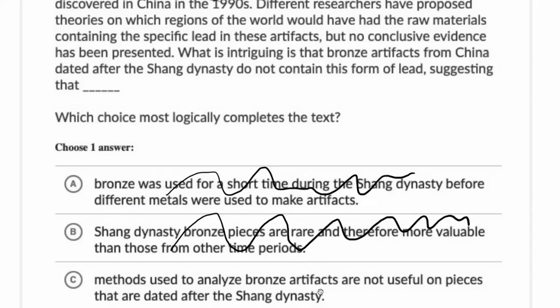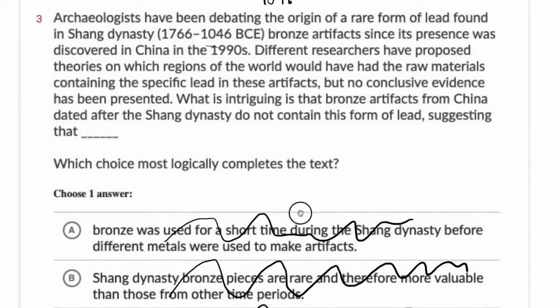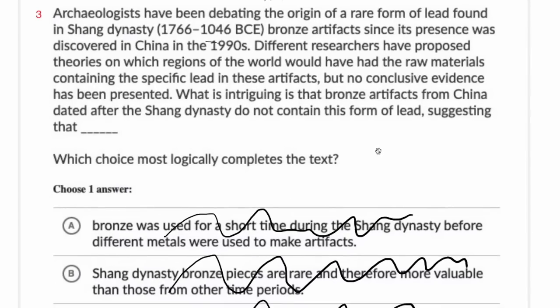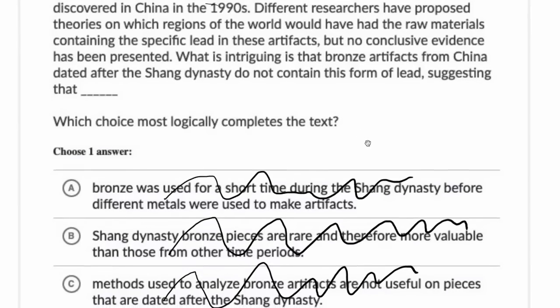Methods used to analyze bronze artifacts are not useful on pieces that are dated after the Shang dynasty. I don't think that's necessarily true either, because those methods might reveal lead in certain cases and not reveal lead in other cases, but it doesn't mean that the methods themselves are not useful.